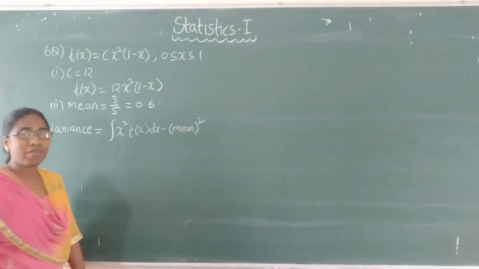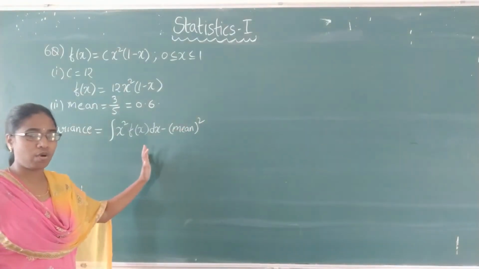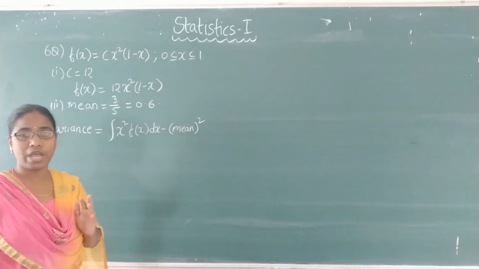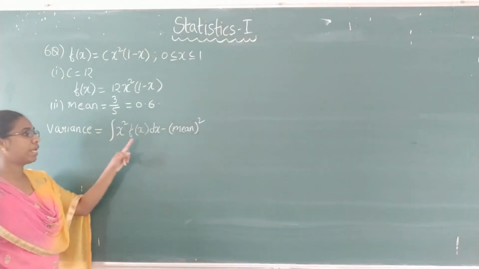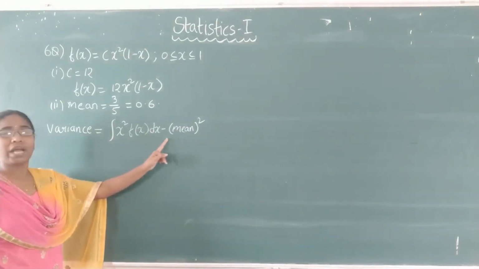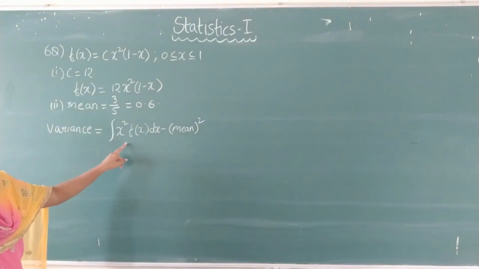For PMF, how will we find the variance? Summation x square into f of x minus mean whole square. Like that, for PDF we will have integral x square into f of x dx minus mean whole square. We already got the mean value. What is the mean value here? We got it as 3 by 5, right? That is nothing but 0.6. So we already have the mean value. We have to find only this one.